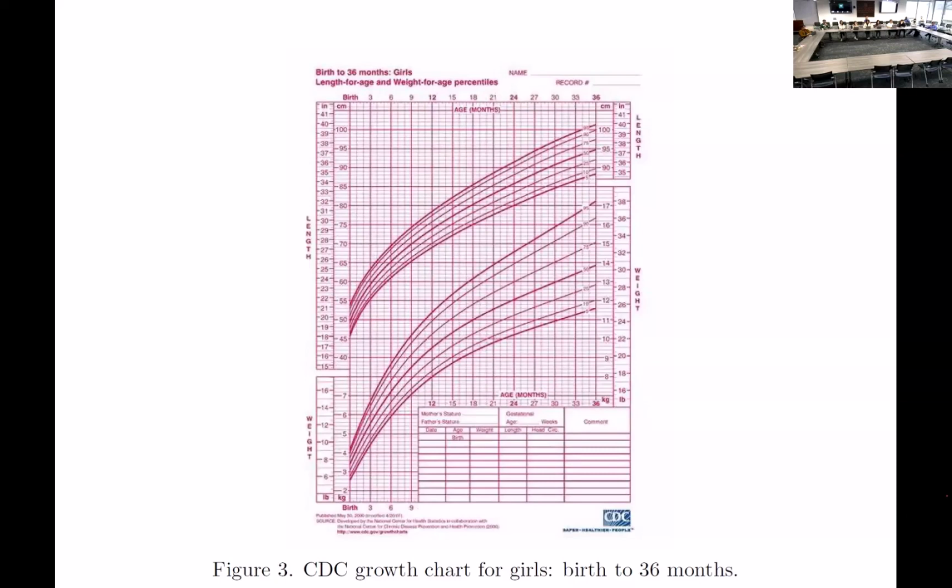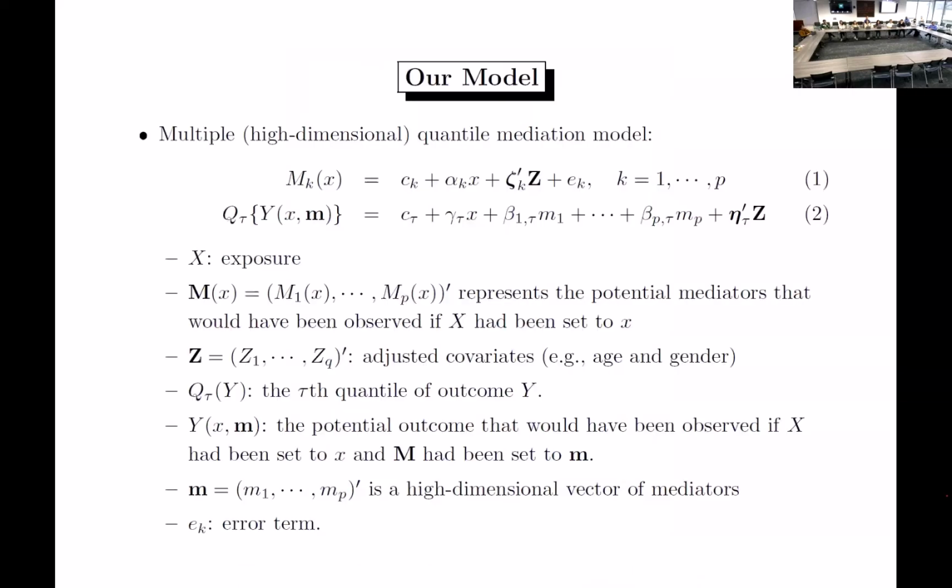So that means for weight and height, it is important to look at the quantiles, the percentiles. Here we show this curve at 5%, 10%, 25%, 50%, 75%, 90%, 95%. Okay. So this is our motivation why we are interested in quantile regression in the mediation analysis. Okay. So here is our model.